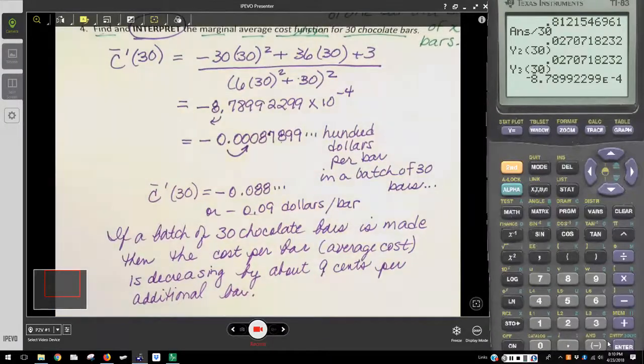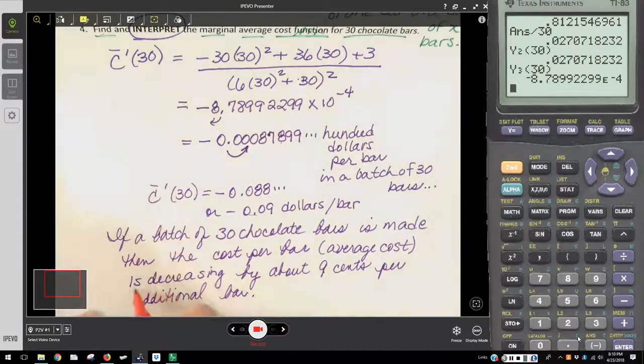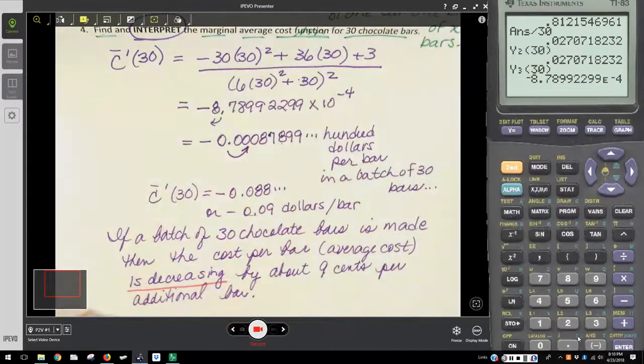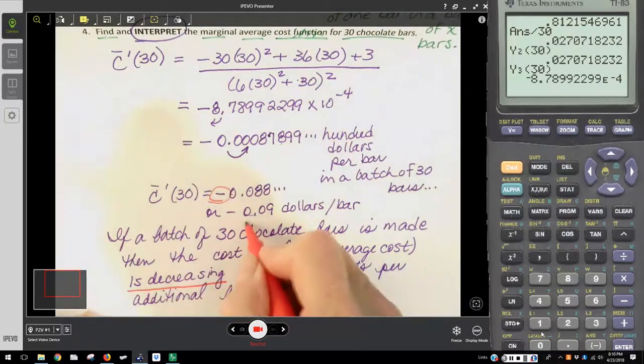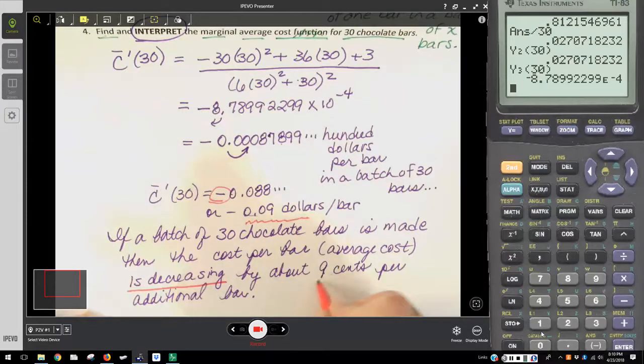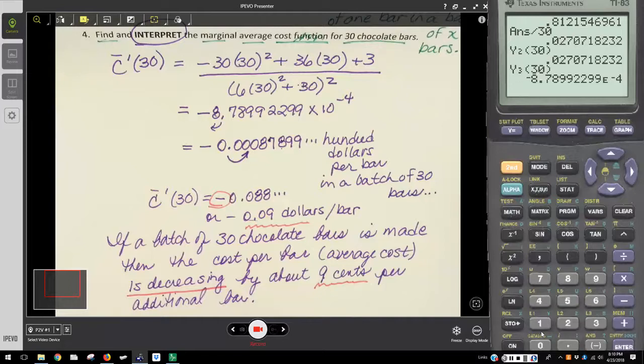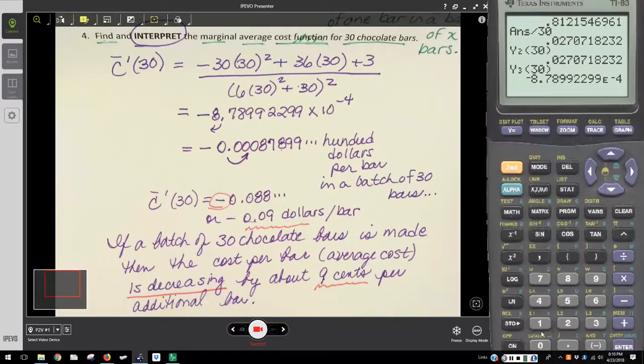And the reason that we know it is decreasing is because a derivative tells you something is decreasing, present tense. And it's decreasing because this is a negative amount. And we know that $0.09 is about 9 cents per additional bar. Now, it would also be acceptable, and your book uses this same notation quite a bit, to write that in this way.